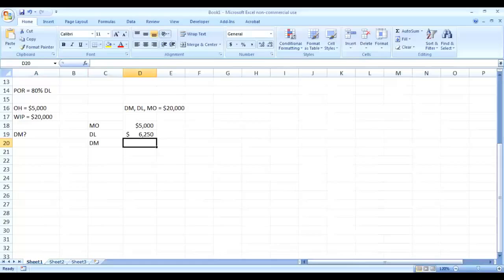Whatever's left, they give you 20,000. Yeah, so the 20,000 total for that job minus the labor of 6,250 minus the 5,000 in overhead, or 8,750.